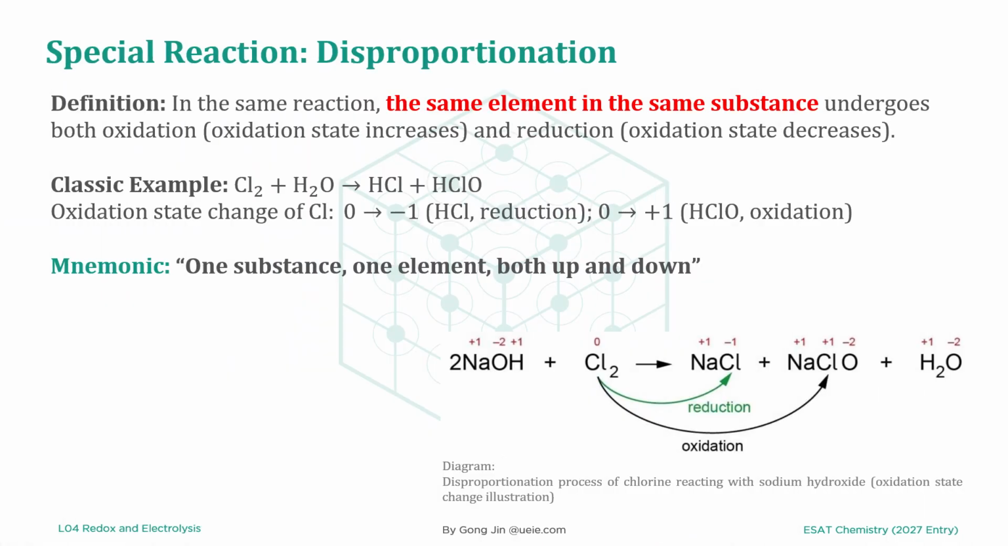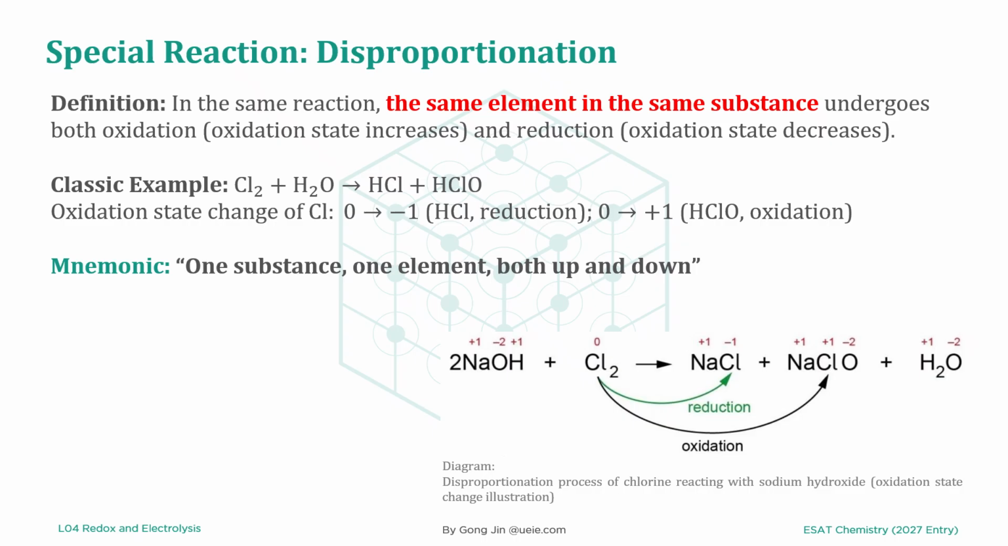Now let's talk about a cool special type of redox, disproportionation. Here's a rhyme to remember. One substance, one element, both up and down. Let's break that down. Same substance, same element, but part of it gets oxidized, oxidation state up, and the part gets reduced, oxidation state down.